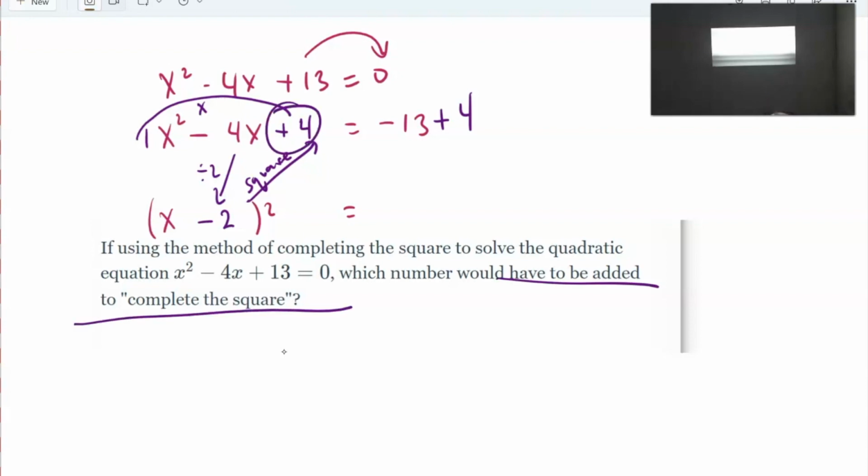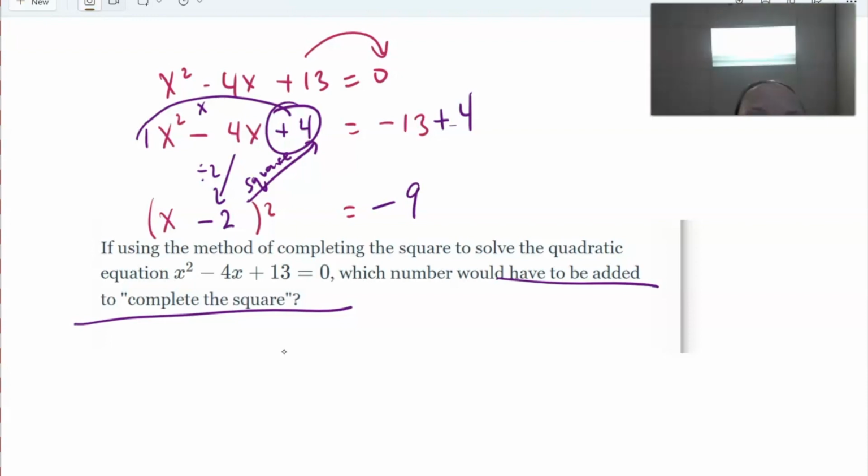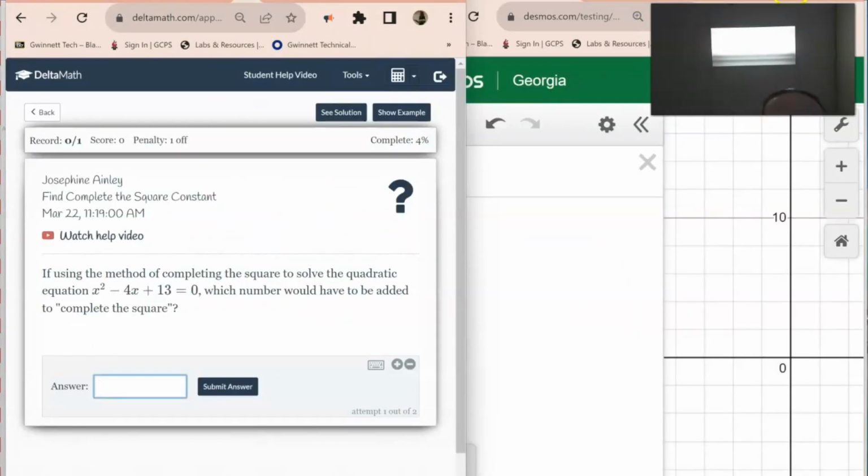4. All right, now if I was doing the whole question, I would go ahead and combine this. I might as well do it. So this would be negative 9, and then I can solve that. So it just depends what the question is. Just be careful as to what they're asking. In this case, they're asking which number would be added. If they asked you to complete the square, it would be that. If they ask you to solve by completing the square, you'd actually have to solve it. So this one will be 4.